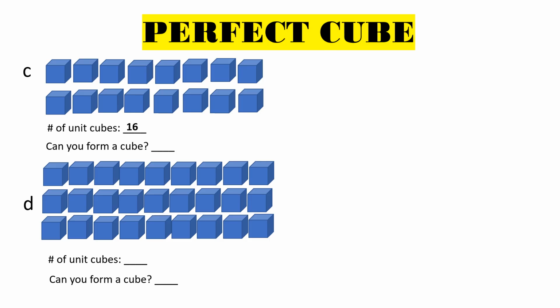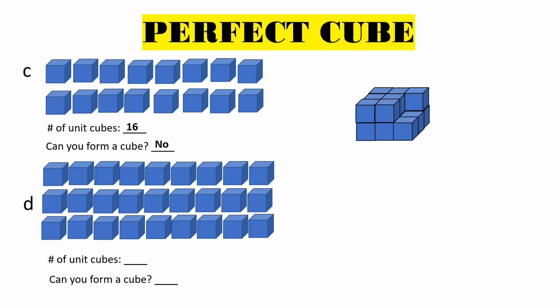Now, can you form a cube? Let's see. Let's combine the unit cubes. First unit cube, second, third, fourth, fifth, then sixth, seventh, eighth, ninth, then 10, 11, 12, 13, 14, 15, and then 16. As you can see, class, we cannot form a cube with these given unit cubes. So we cannot form a cube. So our answer, class, is a big no.